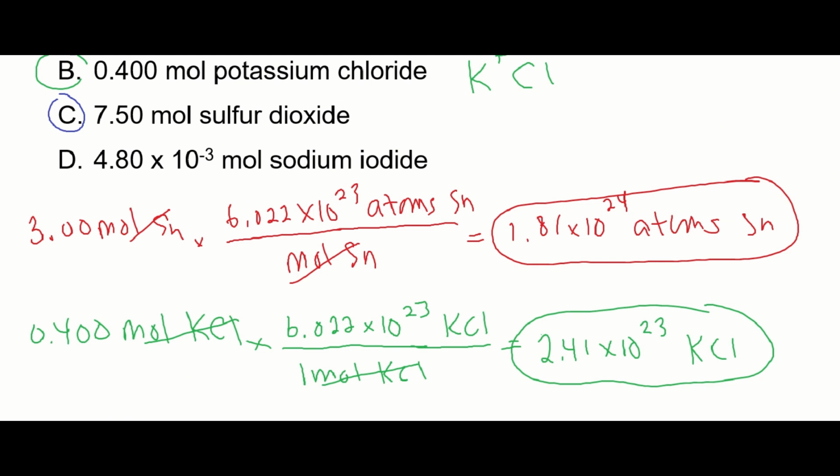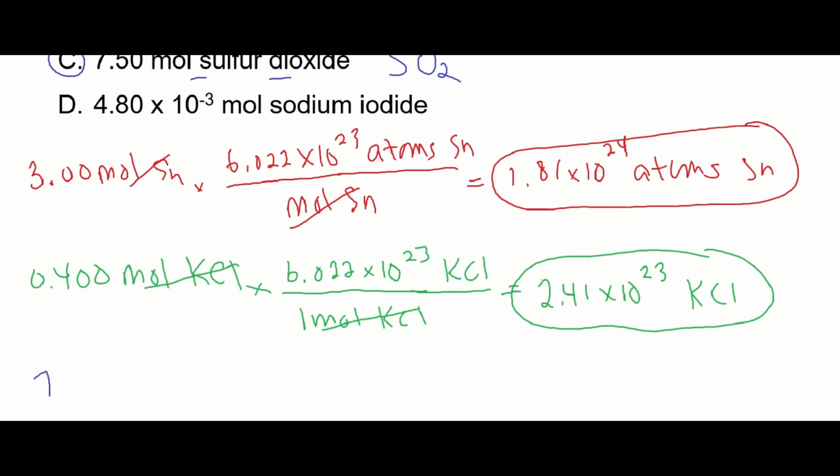Part C. Sulfur dioxide is a molecular compound, so we're going to use the prefixes to determine the formula. It's SO2, because if there's no prefix on the first name, on these binary compounds, it just means there's one of them, and we don't write ones.